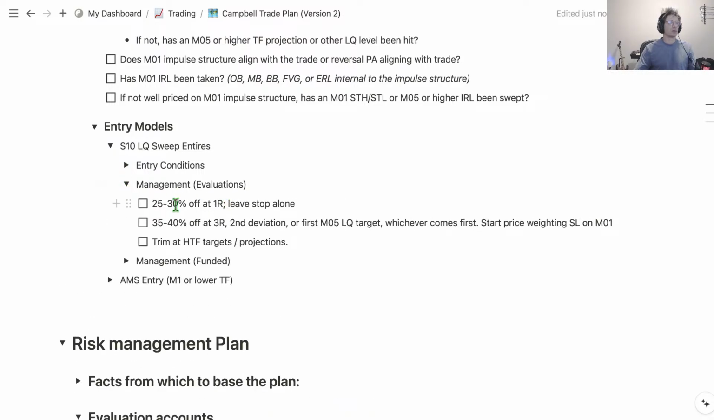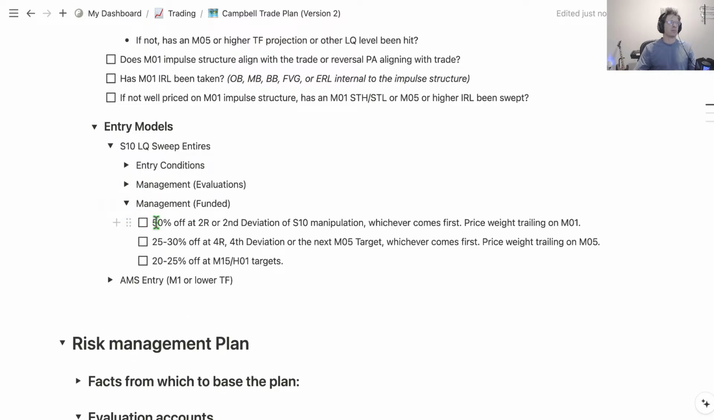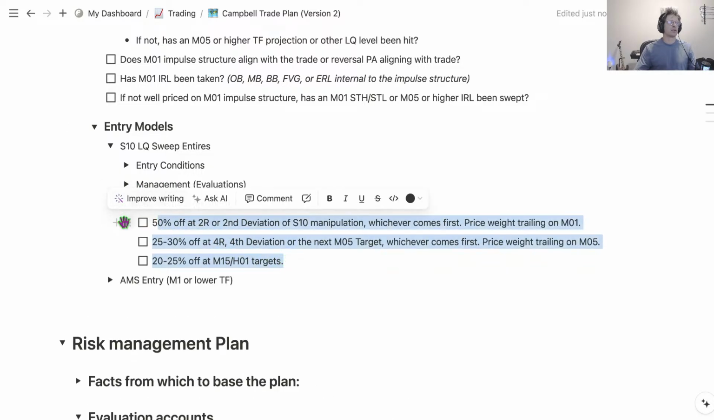Half off at 1 hour, 30 to 40% off at 3 hour, second deviation, M5 low Q target, whichever comes first, and then trail to high time frame targets. Management, I want, that's funded. Okay.